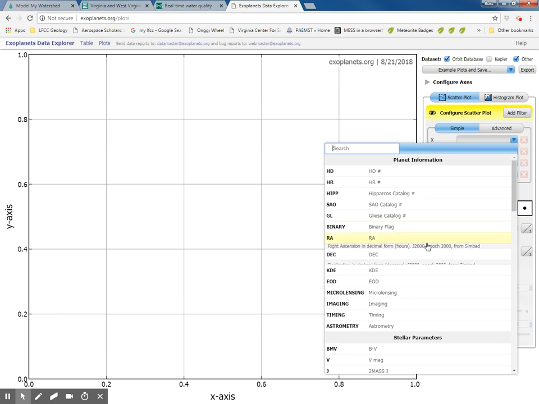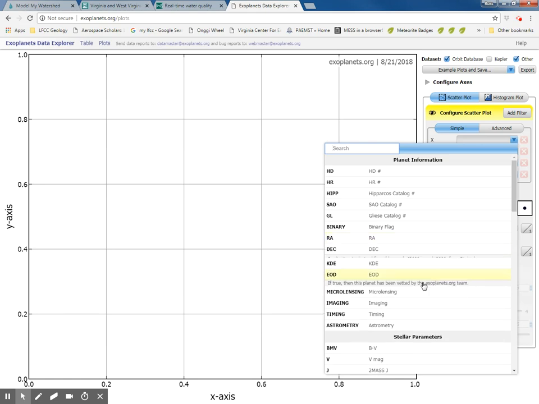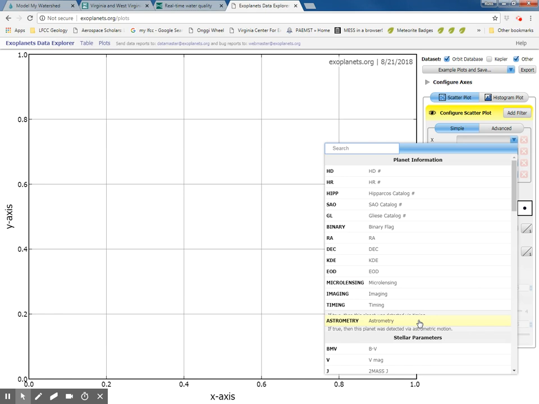The right ascension and declination, the latitude and longitude in the night sky. So if you want to find the planets in the sky, this is what you would use. But it's not very good in terms of looking at actual characteristics of a solar system. These two characteristics aren't going to be useful to you. And then how it was discovered. Was it discovered through one of these four methods? So it's either true or false.